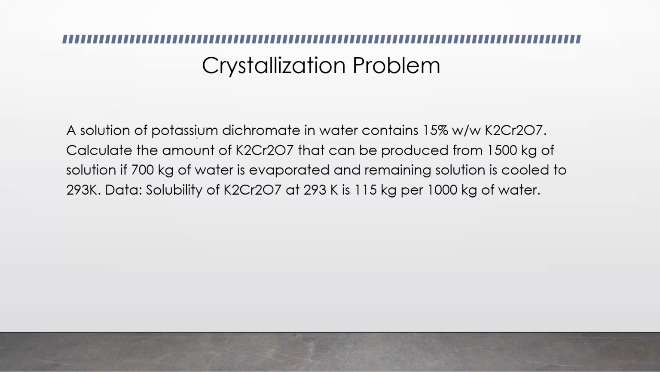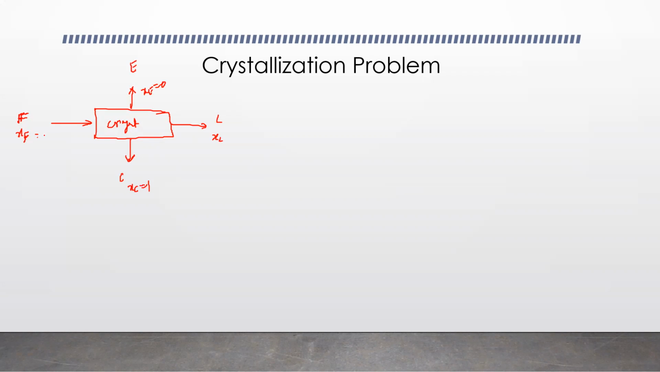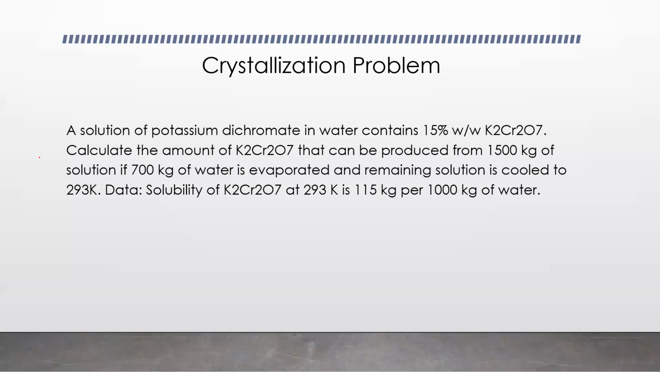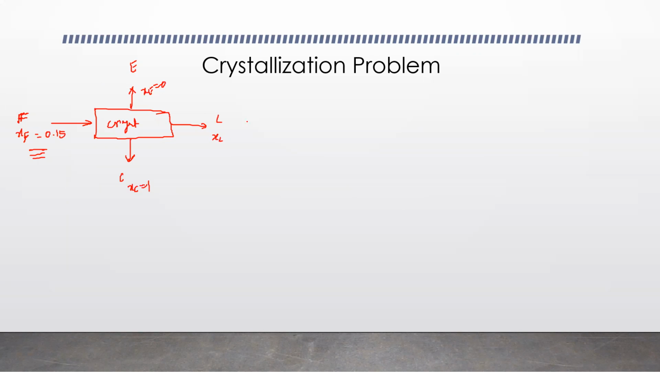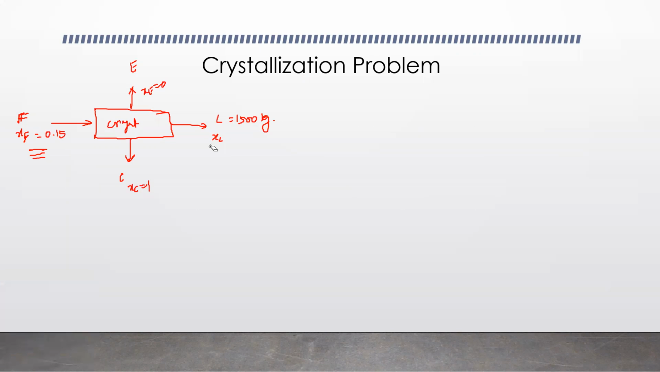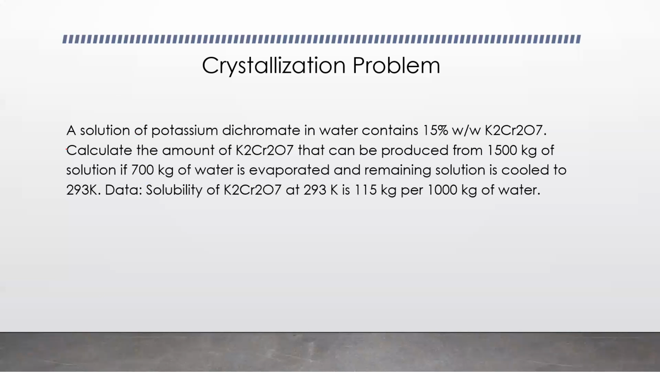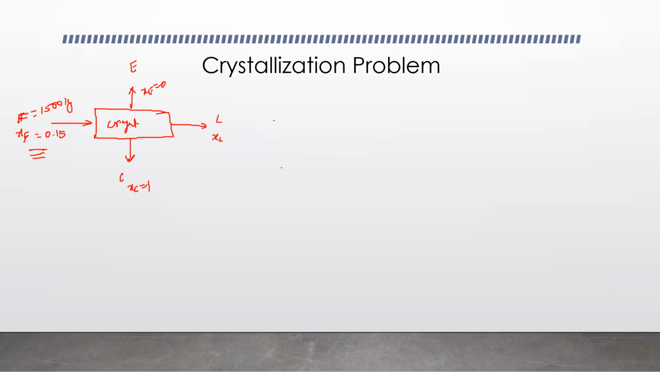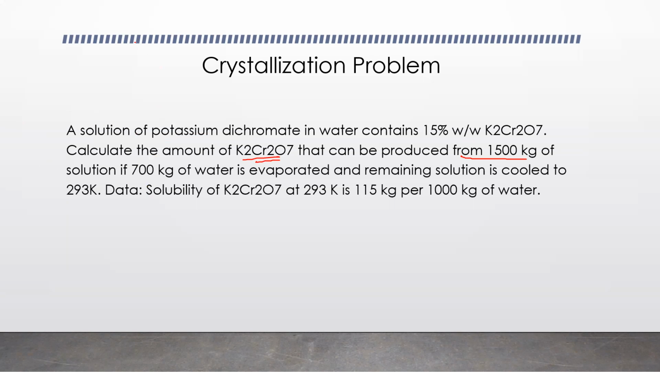The information given is that a solution of potassium dichromate in water contains 0.15 K2Cr2O7. So XF is given to be 0.15. Just a minute, sorry. This is not 1500 kg of product. They have given that this 1500 kg is the solution. So calculate the amount of K2Cr2O7 that can be produced from 1500 kg of solution. So 1500 kg is the feed, and 700 kg of water has got evaporated.